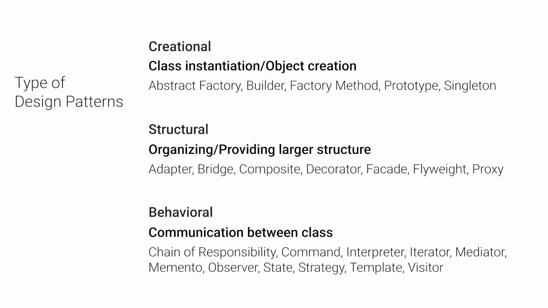The book contains 23 patterns categorized into 3 types: creational patterns, which are about class instantiation or object creation; structural patterns, which are about organizing objects to provide larger structures or new functionalities; and behavioral patterns, which are usually about how one class communicates with others.